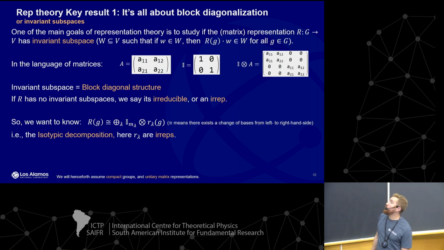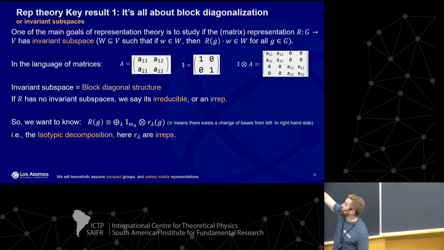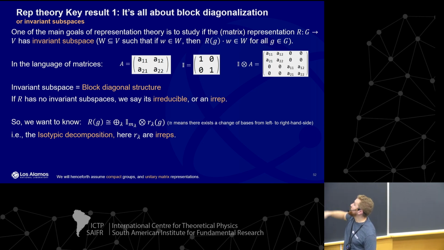Essentially, the question that we want to know is, if I give you a representation of a group and I take some element, does there exist a basis? And this is very important. There is a change of basis from here to here, such that my matrix is going to decompose in this way. Because if it does, it has block diagonal structure. Here we can see that I have this block, which I'm just going to call R lambda, where lambda just determines what the different irreps are. And multiplying by identity just means I have the same block repeated m lambda times. And then you might have this direct sum.